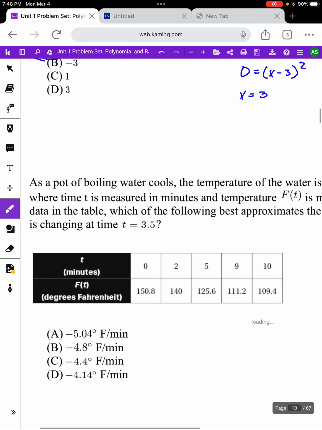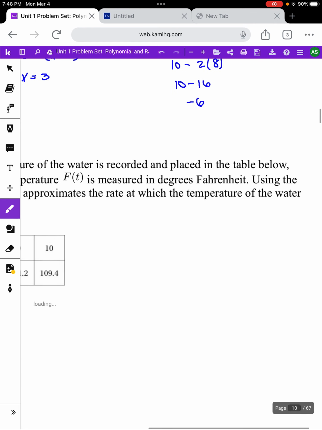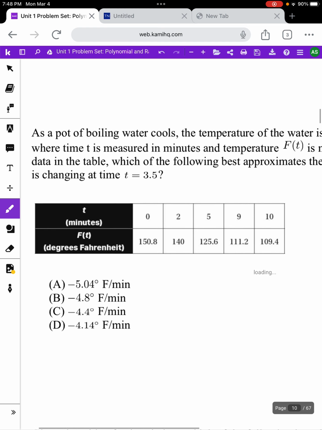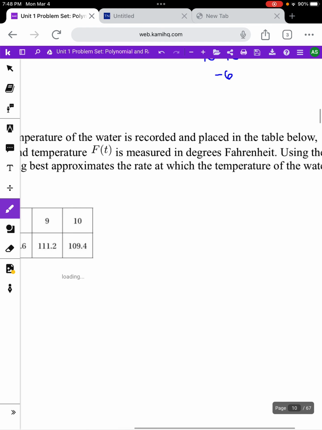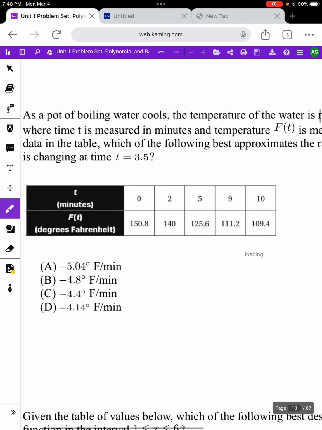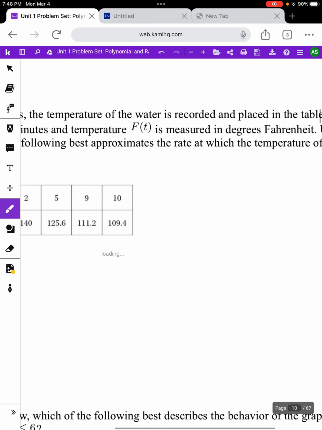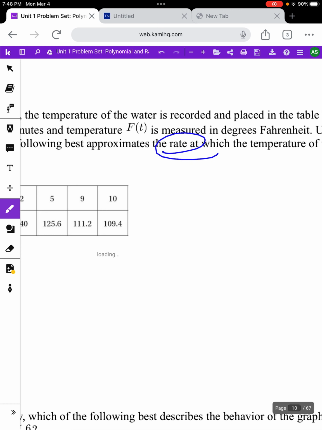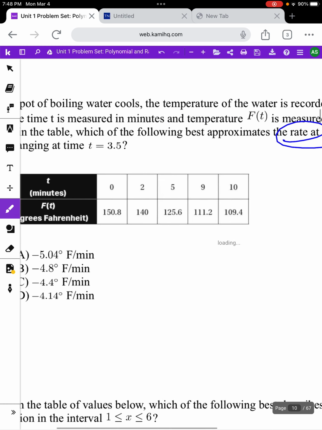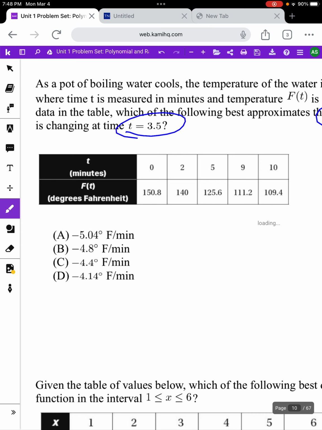As a pot of boiling water cools, the temperature of the water is recorded and placed in the table below, where the T is time measured in minutes and temperature F of T is measured in degrees Fahrenheit. Using the data in the table, which of the following best approximates the rate at which the temperature of water is changing at time 3.5? All right, well, 3.5 is going to be right between 5 and 2. So I'm going to do 125.6 minus 140 over 5 minus 2.